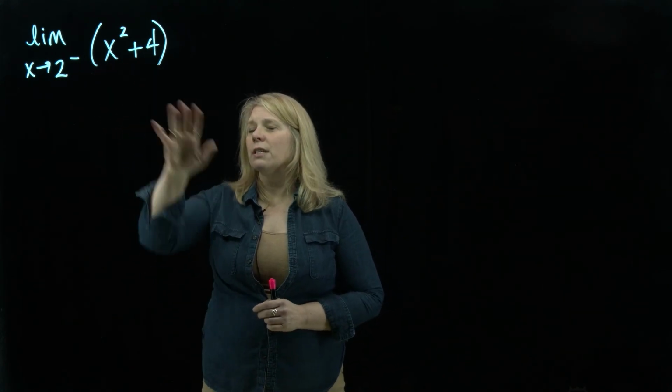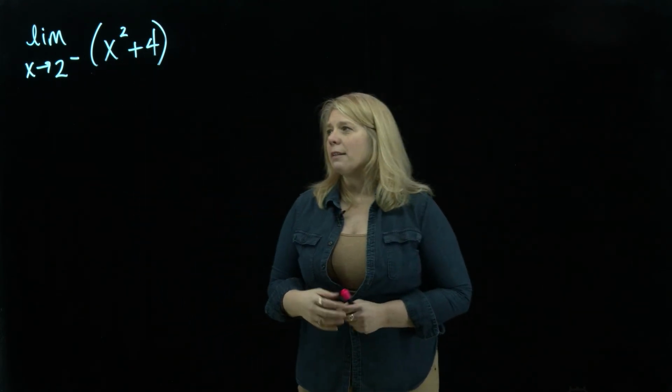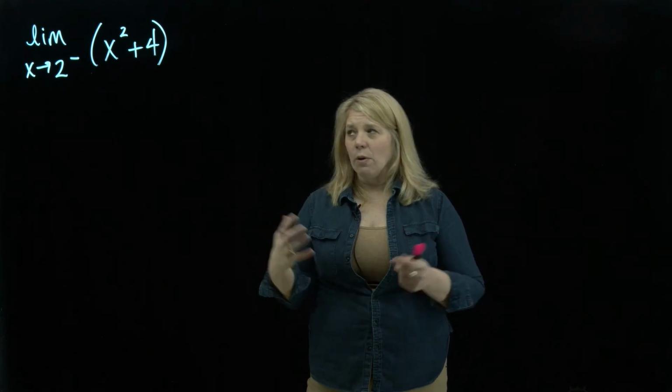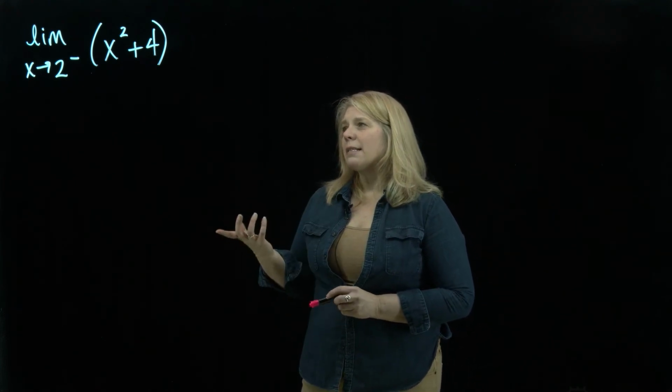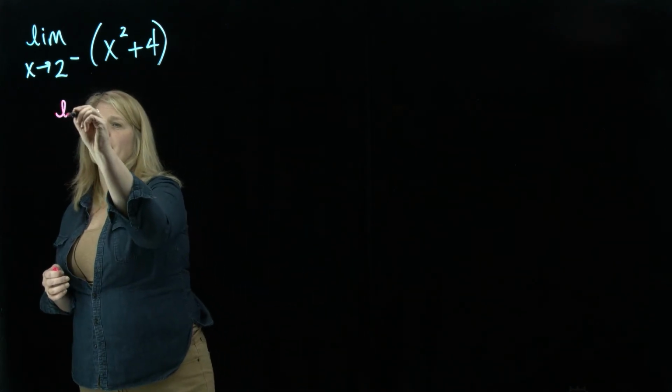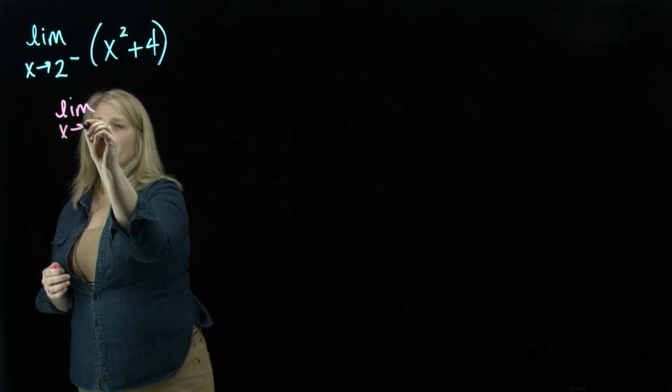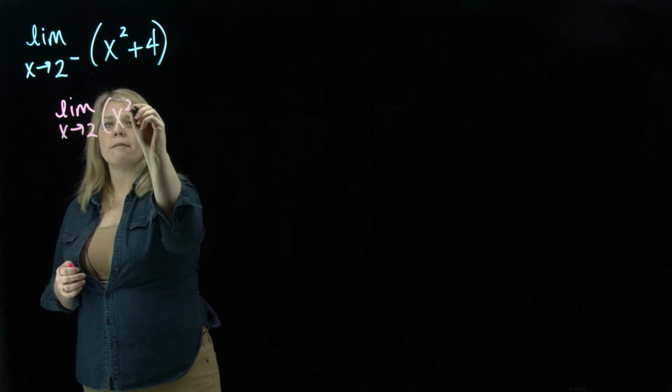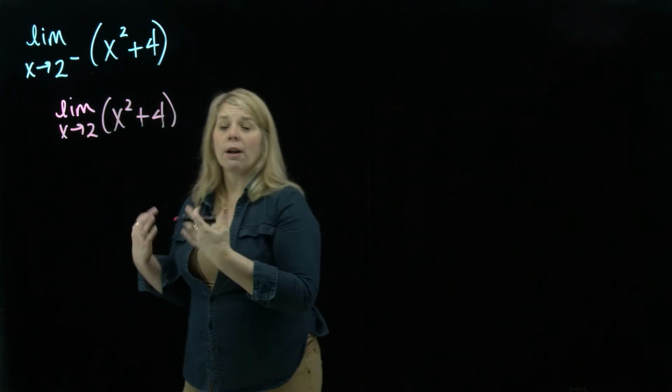This is just a function. This function is just a parabola, and so it's pretty easy. There's nothing weird going on with that. And you might say, well, if this were just a regular double-sided limit, just a regular limit, the limit as x approaches 2 of x squared plus 4, we would know how to do that.